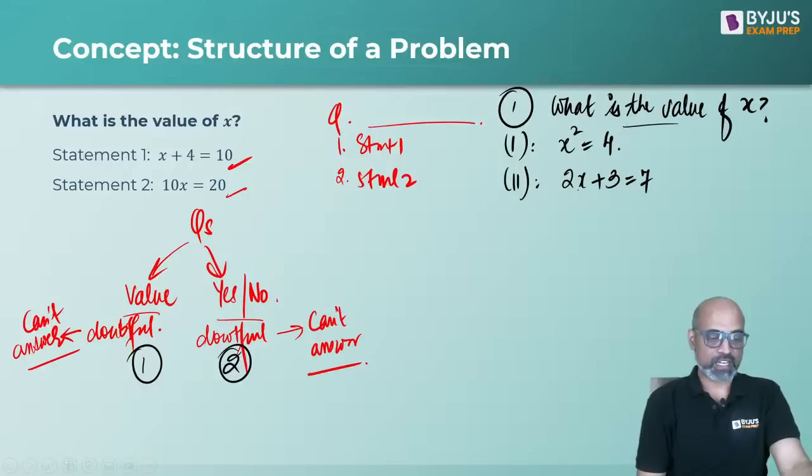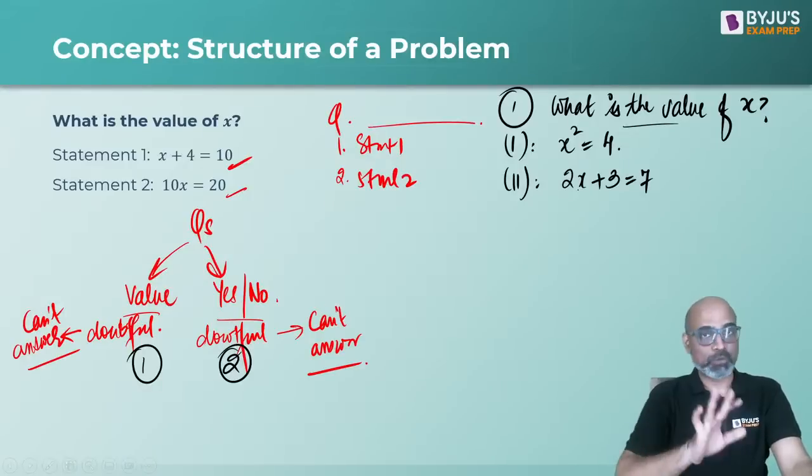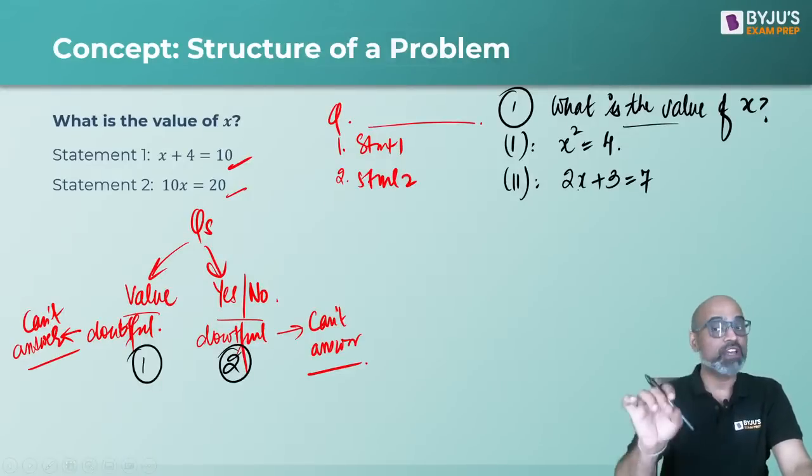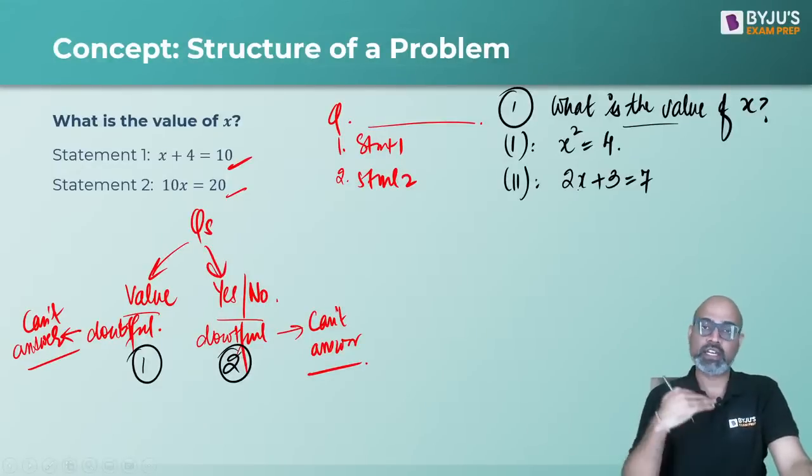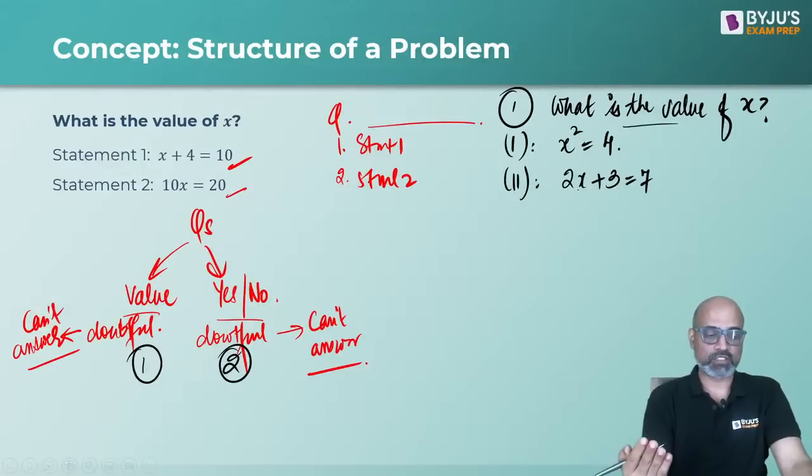So Rishikesh says we can answer using only 2. But that's not what I asked yet, Rishikesh. I only asked you, can we answer this question using only the first statement? x square is equal to 4. Can you answer this question? What is the value of x?